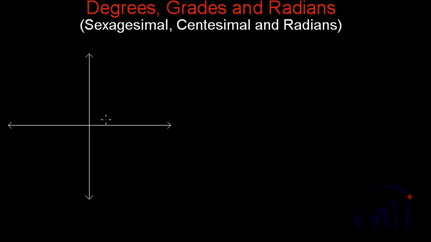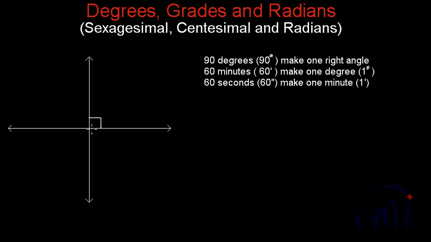So in degrees we divide this angle, which we call a right angle, into 90 equal parts. If we divide this right angle into 90 equal parts, each part is called a degree, and 90 such parts or 90 degrees make one right angle. And after that, each degree is divided into 60 equal parts and each such part is called 1 minute. And if we divide that 1 minute into 60 equal parts, each equal part is called 1 second, and degree is denoted as a small circle over the number.